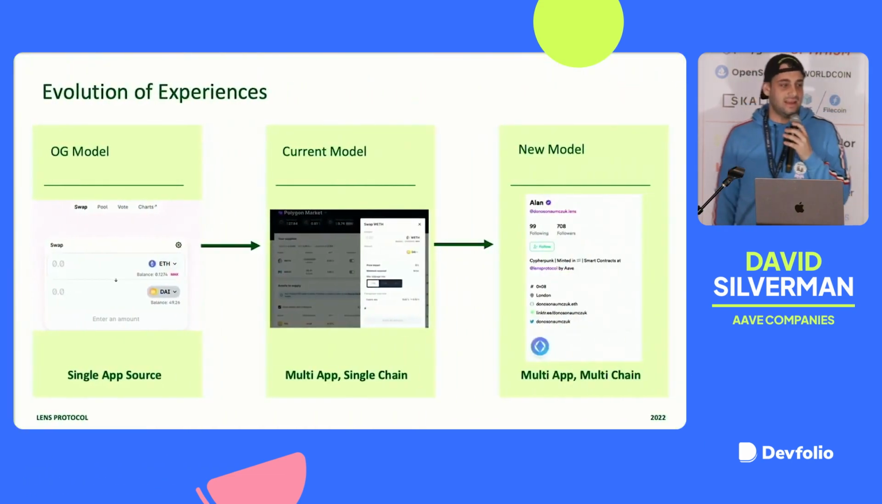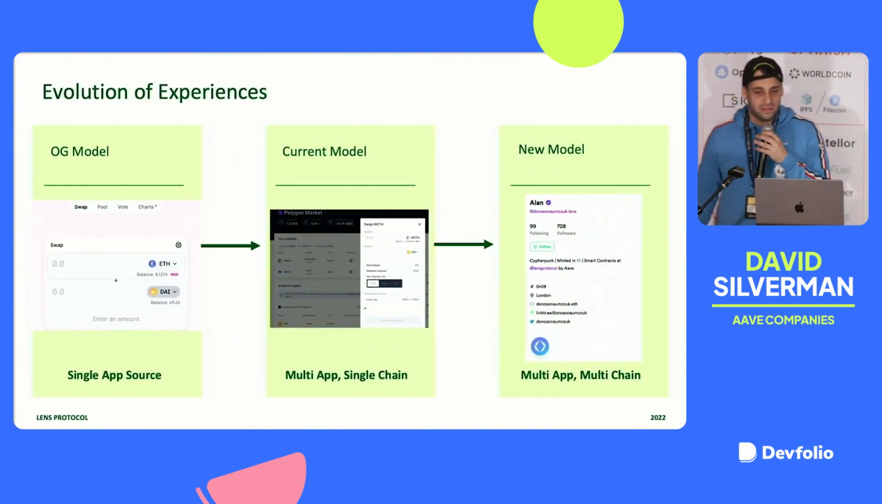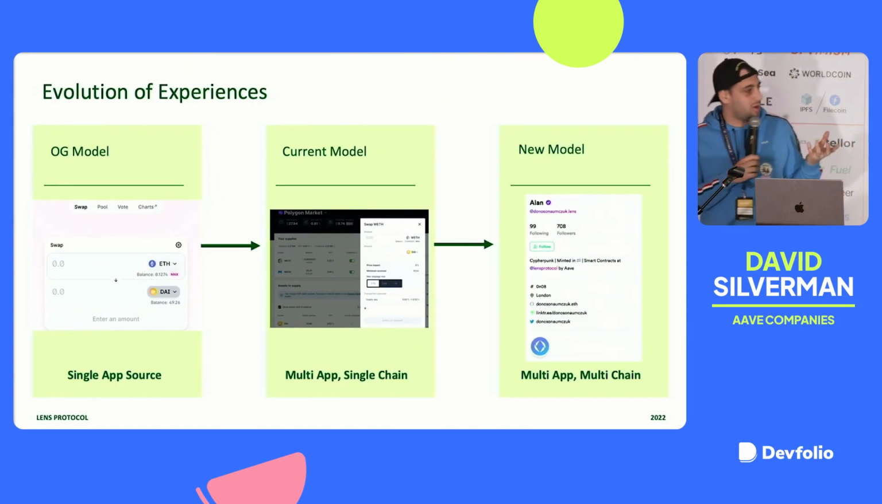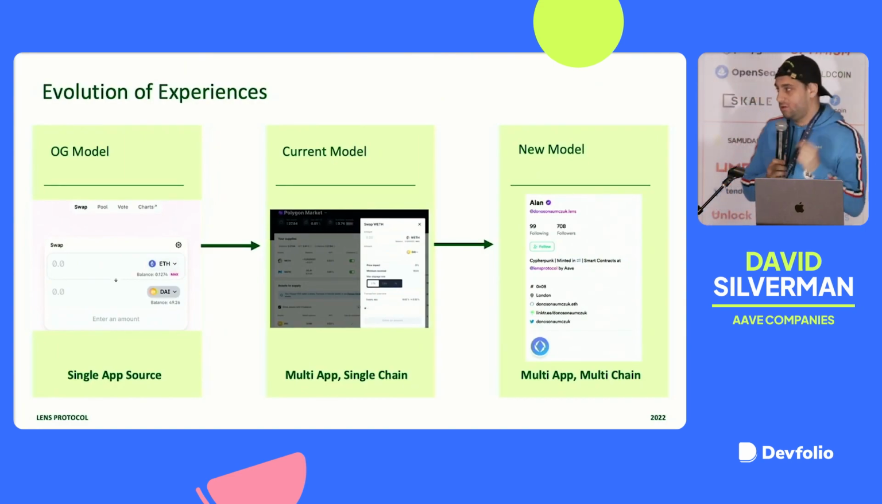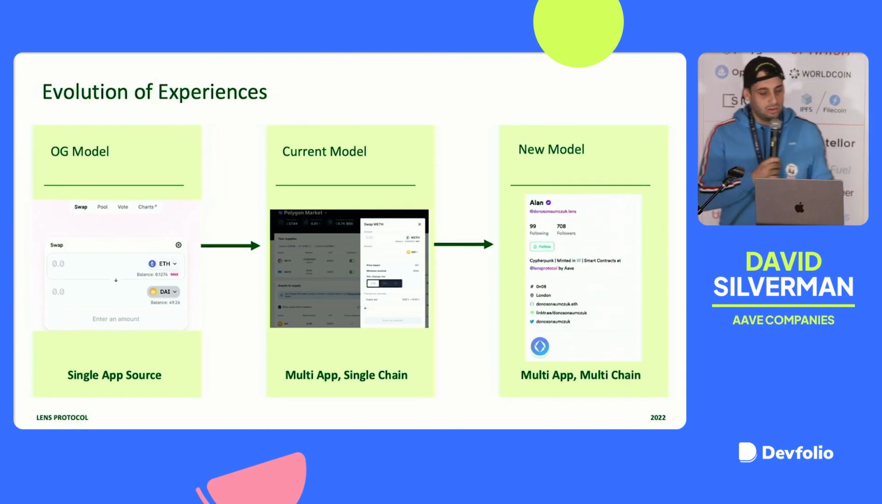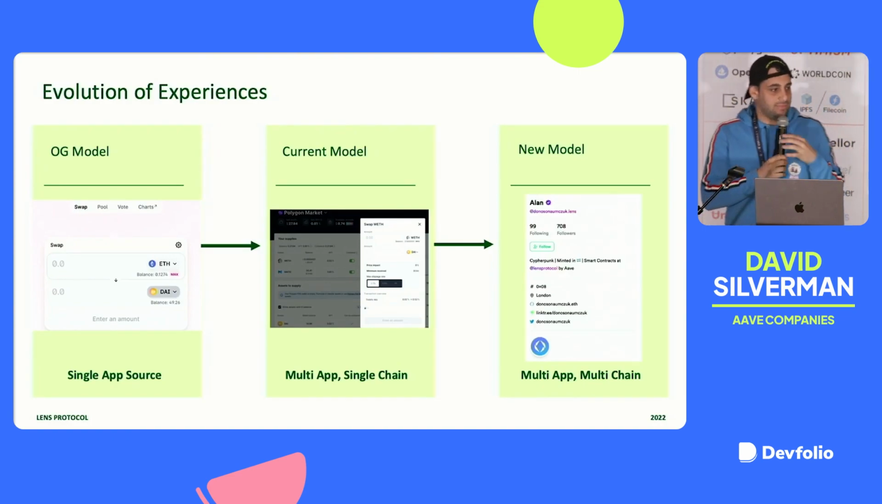And for us, this is kind of the evolution of experiences that we think is going to be coming to Web3. Things started out with singular app, single source. You can see that on the Uniswap application, right? The only thing I can do is interact with the Uniswap system of contracts, and it's only on a singular chain. There are more current experiences like the Aave UI, which add in a few apps together.